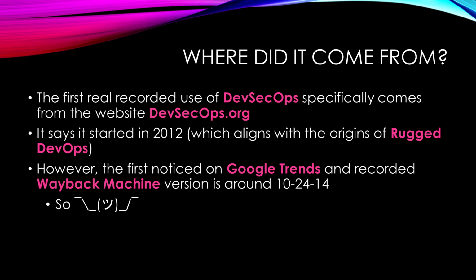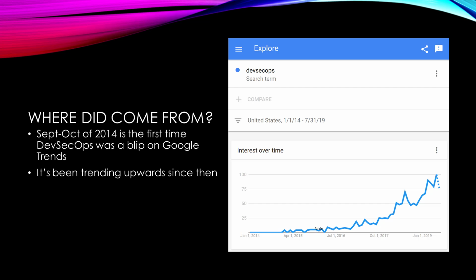The first real recorded use of DevSecOps, specifically, comes from the website DevSecOps.org. It says that it started in 2012, which aligns with the origins of rugged DevOps. However, it was first noticed on Google Trends and recorded on Wayback Machine around October 24th, 2014. So like I said, September-October of 2014. It's the first time it was a blip on Google Trends, and it's been trending upwards ever since. Just like any good buzzword.